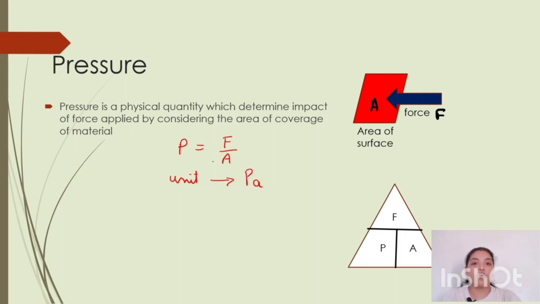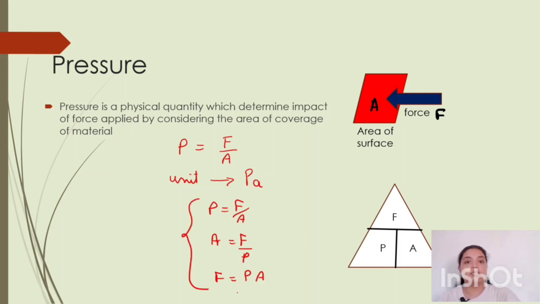For remembering, this formula can be broken into many forms. First form: P equals F by A. I can also write A equals F by P. And one more thing can be found, that is F equals P times A. Now, we can remember these three formulas of pressure by this particular triangle. Suppose F is equal to the product of these two, P is equal to F by A, and A is equal to F by P.